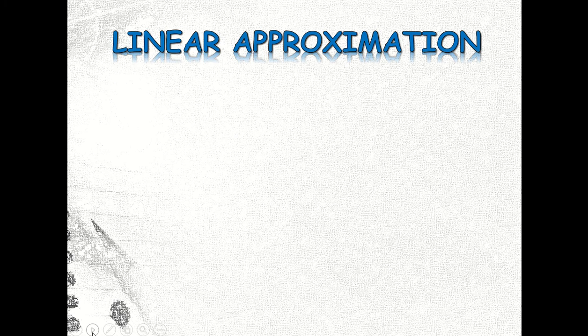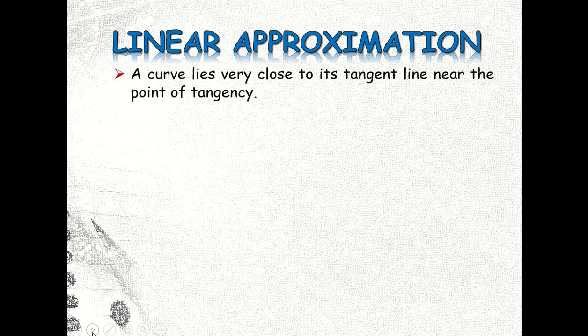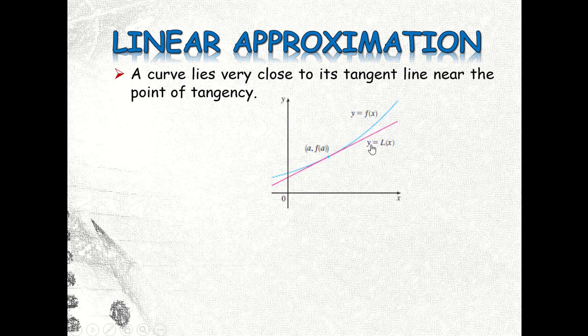All right, for the linear approximation, a curve lies very close to its tangent line near the point of tangency. Like in this illustration, we have here the Cartesian coordinate system with the x and y axis, and the graph of the function y equal to f of x, the one in blue color, and the other one in purple color is the tangent line given by the equation y equal to L of x. The point of tangency has the coordinates a and f of a.